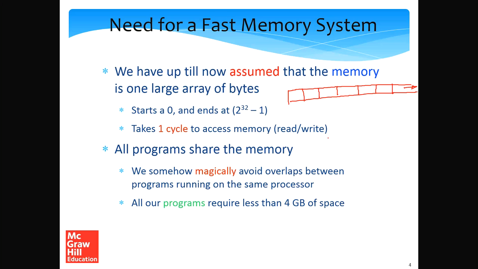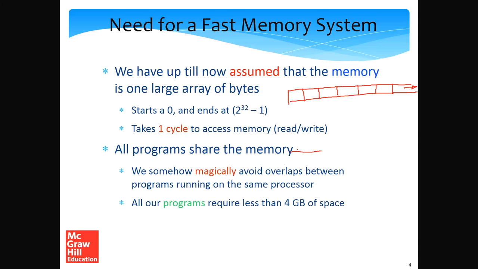We have also assumed that it takes 1 cycle to access the memory, which means perform a read or write. So this is the assumption that we have been making, that when we write a program, an assembly program to be specific, the entire memory in the system is assumed to belong to that program, and the program can write to any part of the memory space at will. That is not what happens in reality.